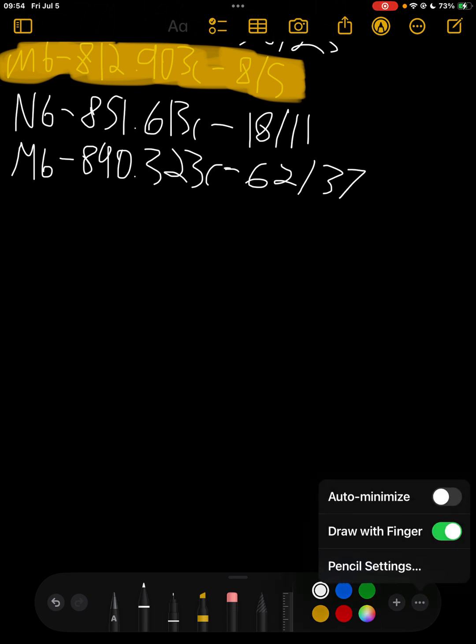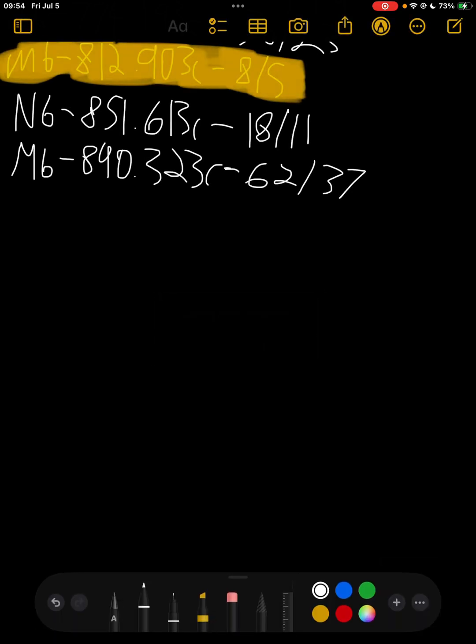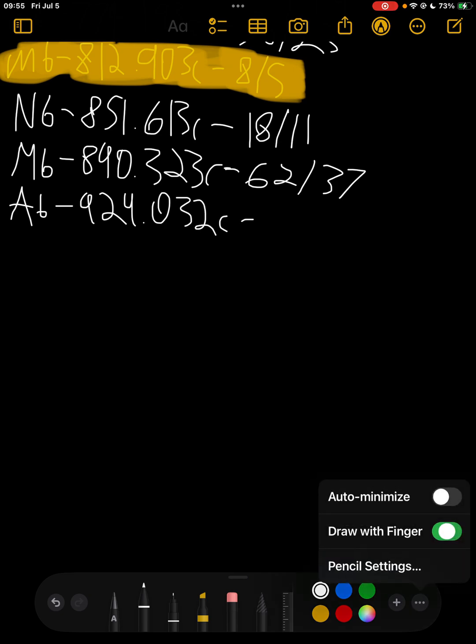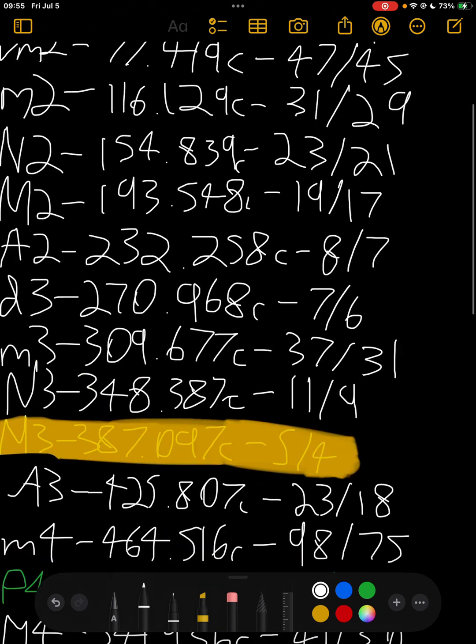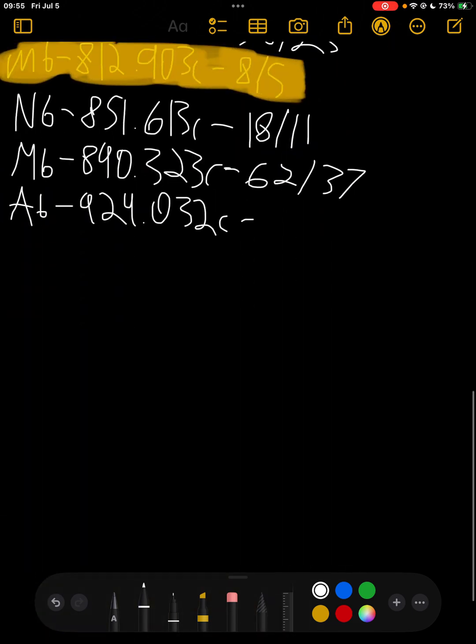Now after that, we're going to have an augmented sixth at 929.032 cents. Now let's see which ratio could be used for that. We could use a 12-7 ratio.